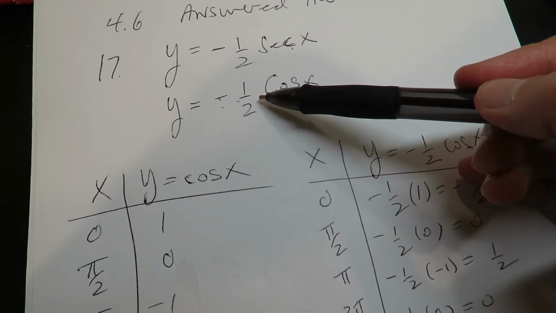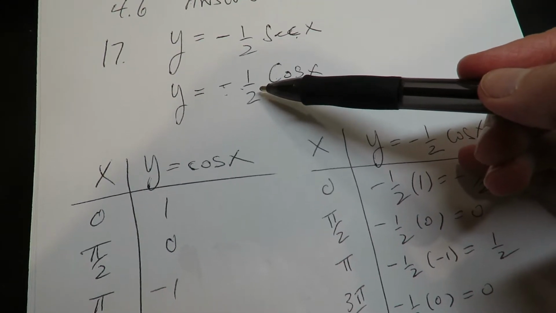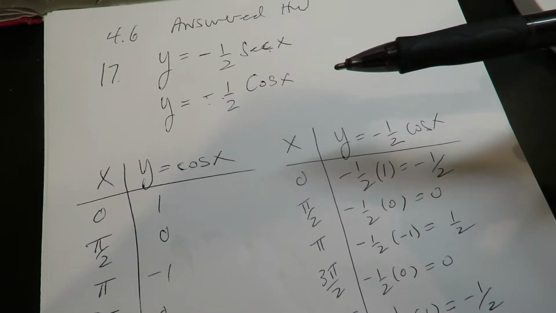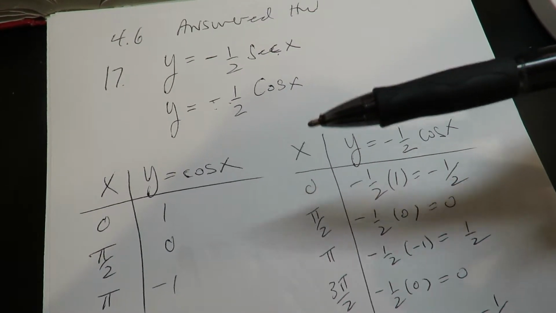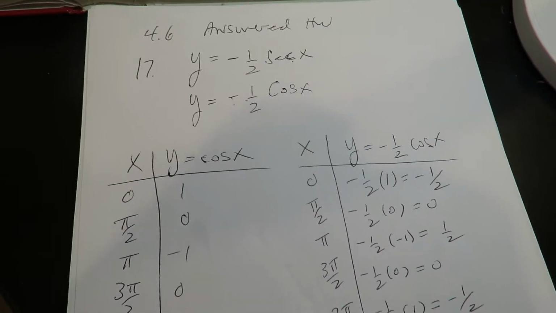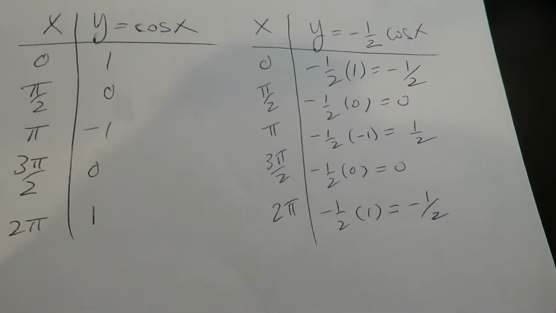This is a vertical compression. The amplitude is going from what is usually a 1 and a -1 to negative 1/2, 1/2, negative 1/2, 1/2. So the waves are getting very tiny. Okay, so here's my new table.